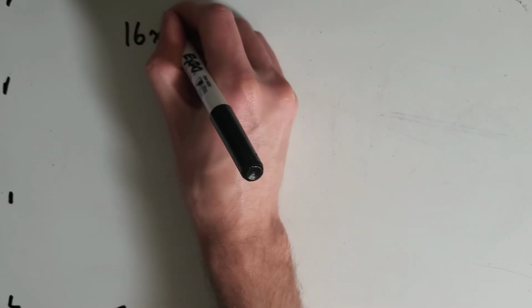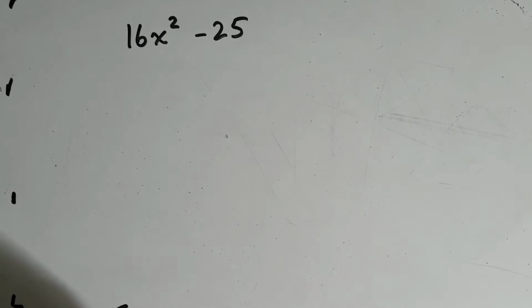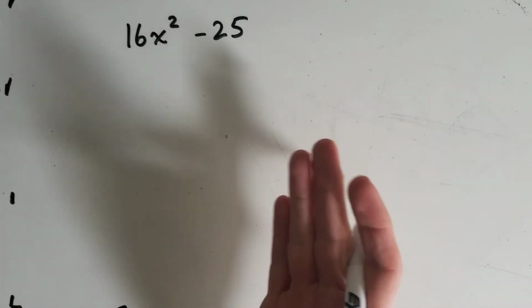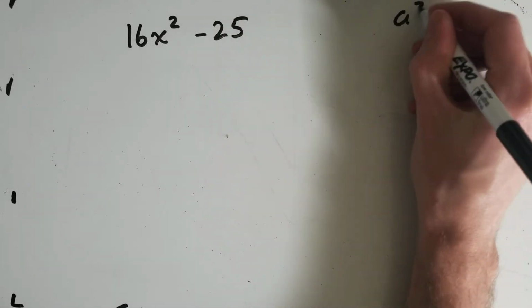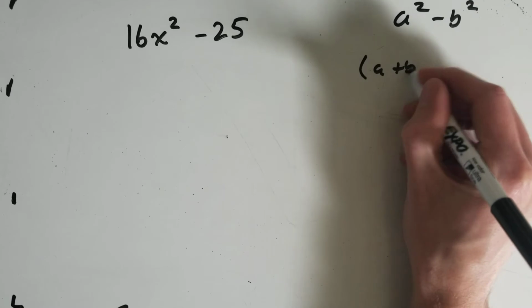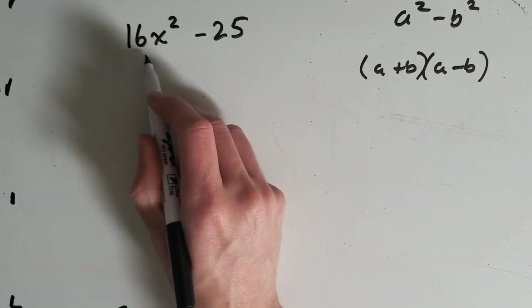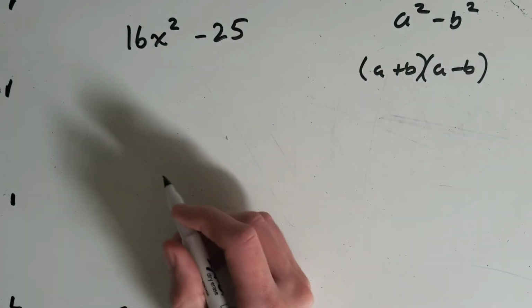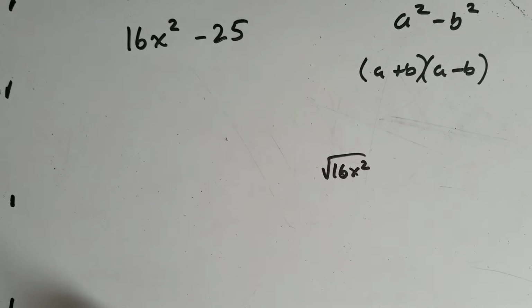Our first one, onto the third slide, is 16x squared minus 25. If you want to use difference of squares, you have to make sure that they're both perfect squares, so you'd be in that form a squared minus b squared, and then you'd factor to a plus b times a minus b. So we need to see if this is represented as something squared. In order to do that, you would be taking the square root of 16x squared.